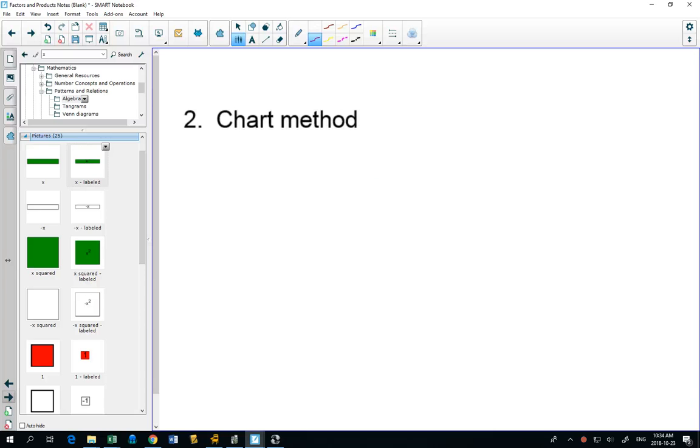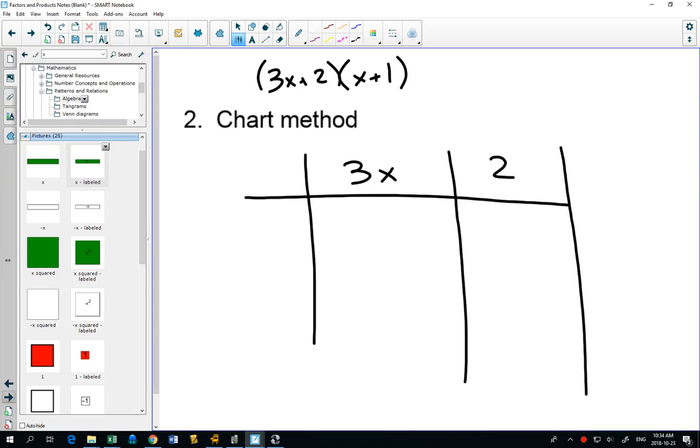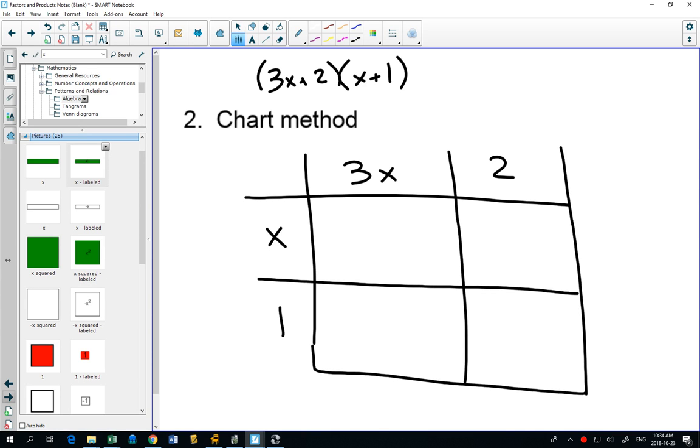The chart method. We're still going to multiply the same numbers that we had before, 3x plus 2 multiplied by x plus 1. The chart method looks like this. We make a chart. I really like the chart method too. On one part of the chart, we choose our first binomial, and instead of going 3x plus 2, we just separate the 3x and the 2. And on the other part, we write x and 1 and separate them. And we make a multiplication chart.